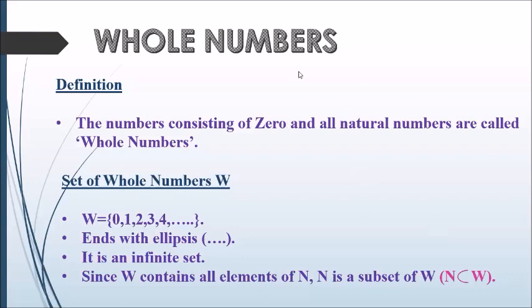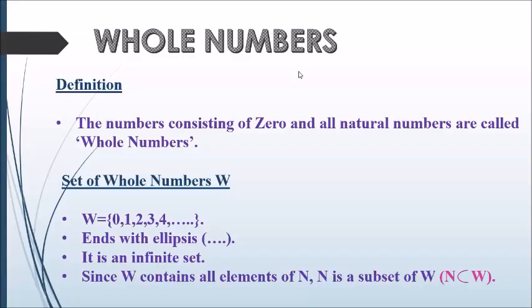I think some of you cannot see the screen, so I'm going to share it again. I hope everyone can see the screen now. Class, what we are doing is making the set of whole numbers. We denote it with capital W. We start with 0, 1, 2, 3, 4, and so on. The dots in the end are called ellipses. Ellipses mark infinity, so it is an infinite set.